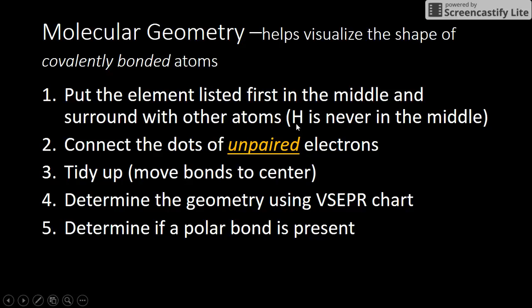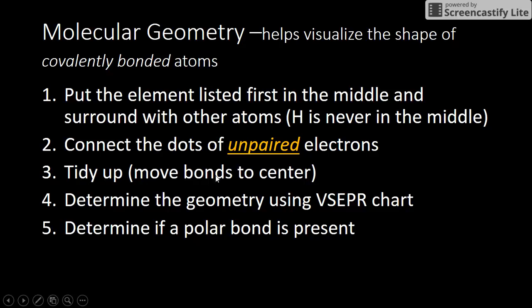The only exception is hydrogen is never going to be in the middle, so don't put that in the middle. If it is listed first, just go to the next atom listed. You're going to want to connect the dots of the unpaired electrons. Anything that's paired is already kind of happy. It's got a buddy. The ones that are unpaired after you do your Lewis structures want to find another electron from a different atom to pair with, and that pairing will cause bonds. So you connect those dots, those are your bonds.